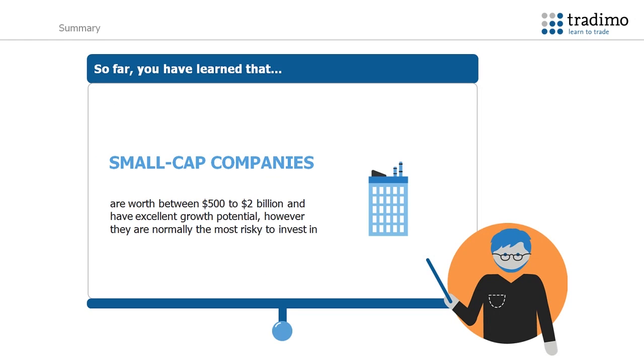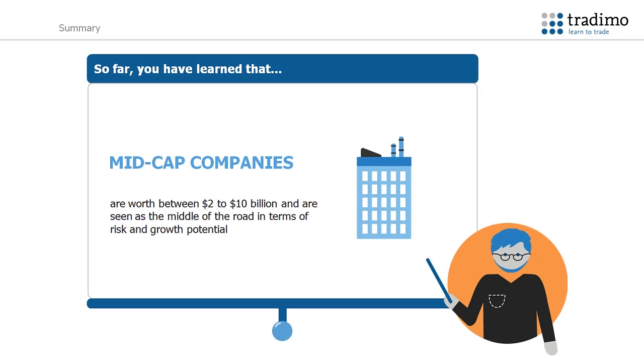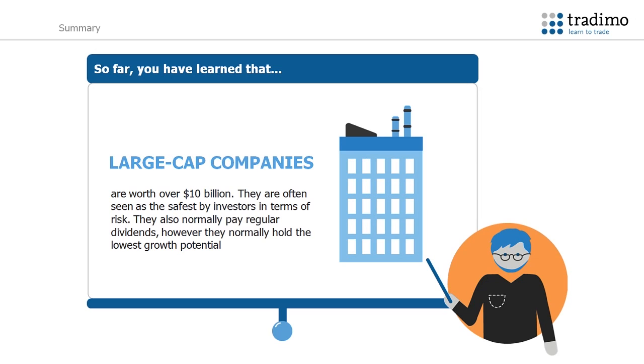Small cap companies are worth between $500 million and $2 billion and have excellent growth potential. However, they are normally the most risky to invest in. Mid-cap companies are worth between $2 and $10 billion and are seen as the middle of the road in terms of risk and growth potential.